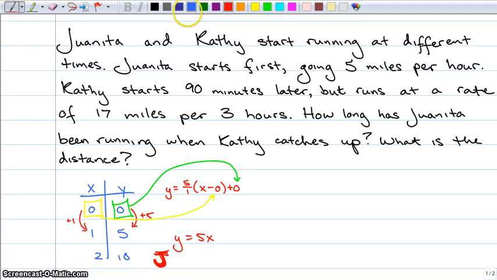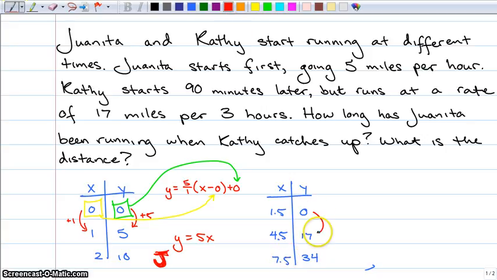Second equation, doing the same exact idea with making a t-chart, x and y. But notice, Kathy did not start at the same time. She did not start with her time equal to 0. She started with her time equal to 90 minutes, or 1.5 hours. The distance did start at 0 still. Her rate is 17 miles over 3 hours.